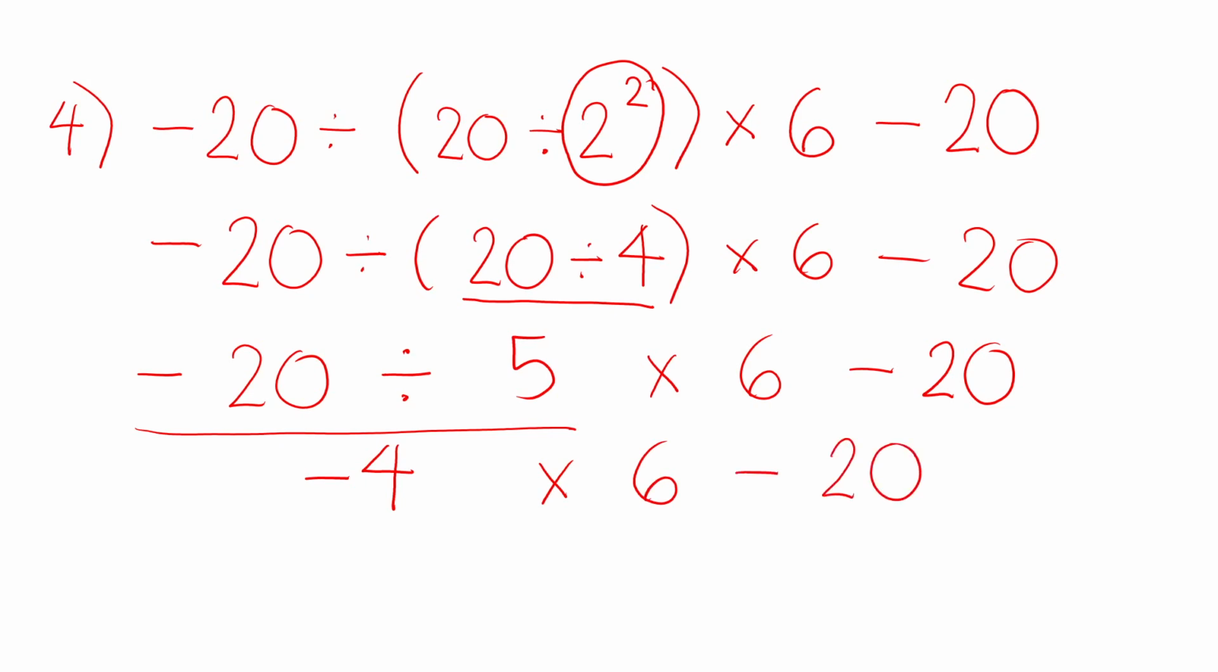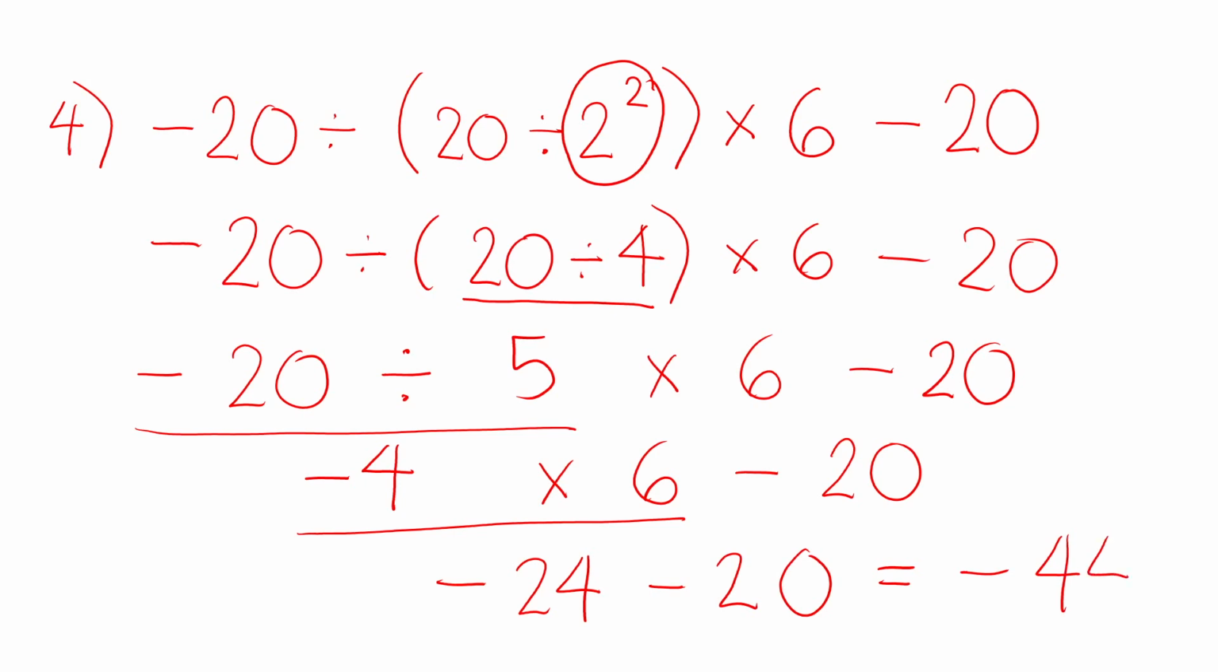Now, let's multiply. What is negative 4 times 6? Negative 24 is correct. Minus 20. Both are negative. What do I do? I will add 24 and 20 to get 44, and the answer should be negative. Is the fourth example clear? Okay, let's go to fractions.